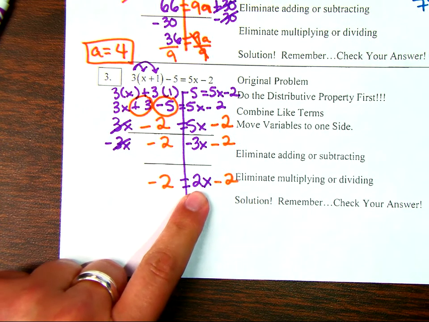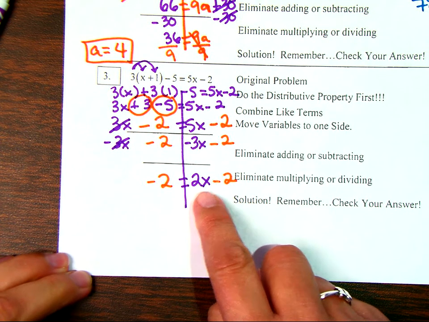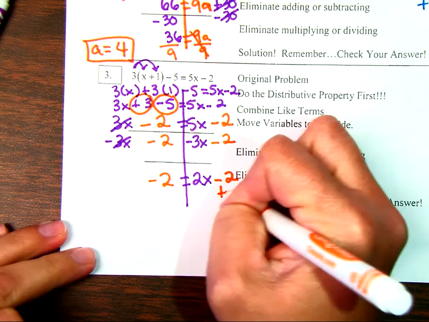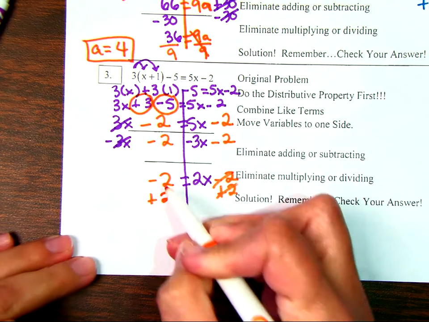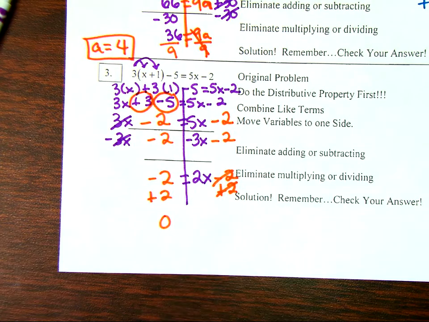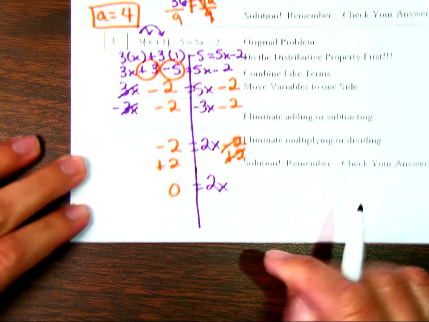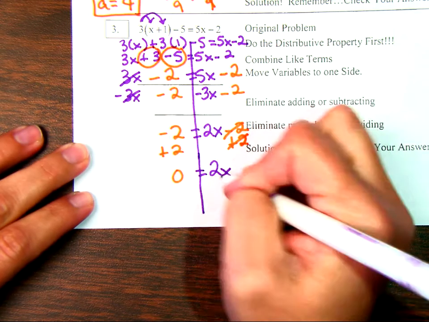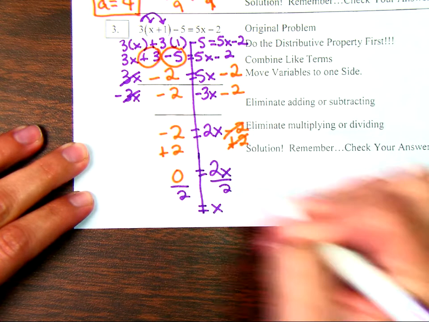So I want to get these x's by themselves. The opposite of a negative 2 is a positive 2. So this cancels out. Well, a negative 2 combined with a positive 2 is 0. And then we have equals 2x. So the opposite of multiply by 2 is divide by 2. And 0 divided by anything is 0.